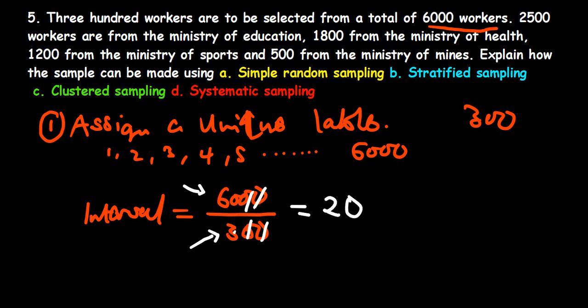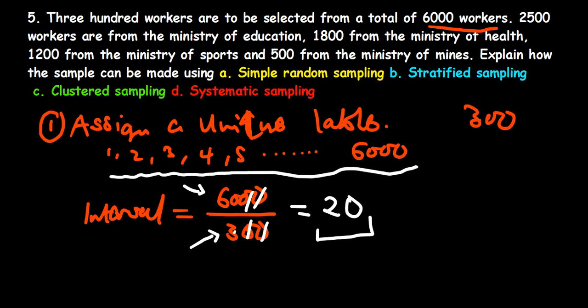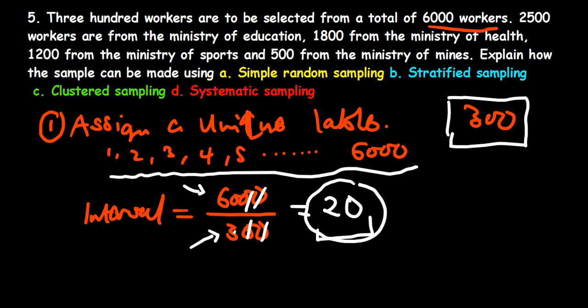Okay, so this 20 here will be our interval that we are going to be using to select people from that population. Remember, we've assigned this population different or unique numbers from 1 up to 6,000, and we have calculated 20 to be our interval. So what are we going to do now to select a sample of 300? We are going to select only the first worker at random.